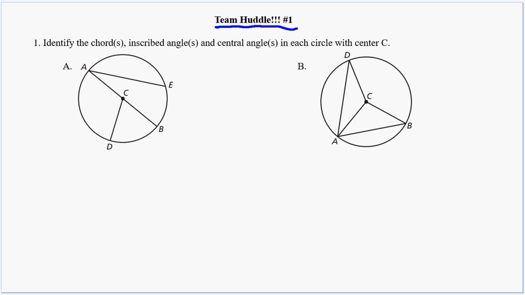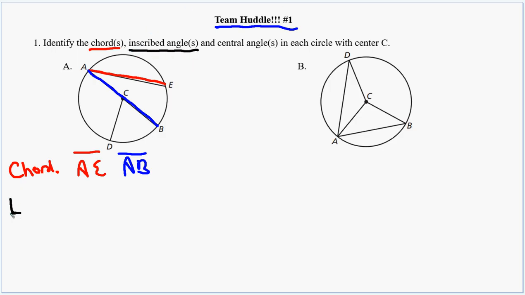Okay, let's see for the one on the left here, chord. So I'm just going to use chord. Let's see, we've got this one I'll highlight in red. AE is a chord. Here in blue, AB is also a chord. And I think that's it for that circle.